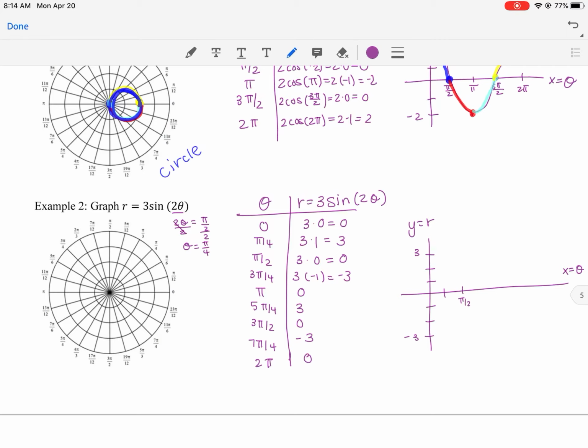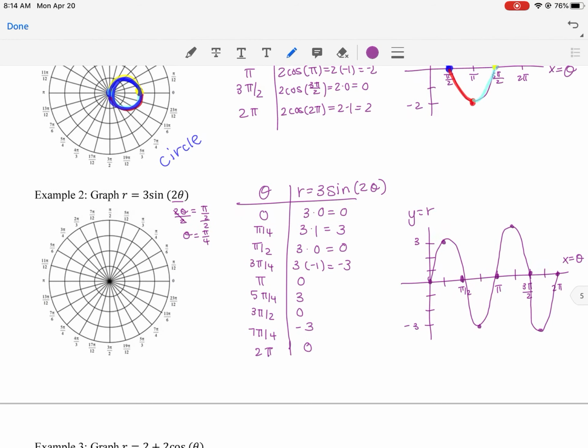And we're going to have pi fourths, and then pi halves, and then pi, 3 pi halves, and 2 pi. Okay, so my graph starts at 0, 0, then it goes up to 3, goes back to 0, goes down to negative 3, back to 0, and it continues, right? It repeats itself, which makes sense. Remember how this is going to change the period if you got 2 theta inside it?